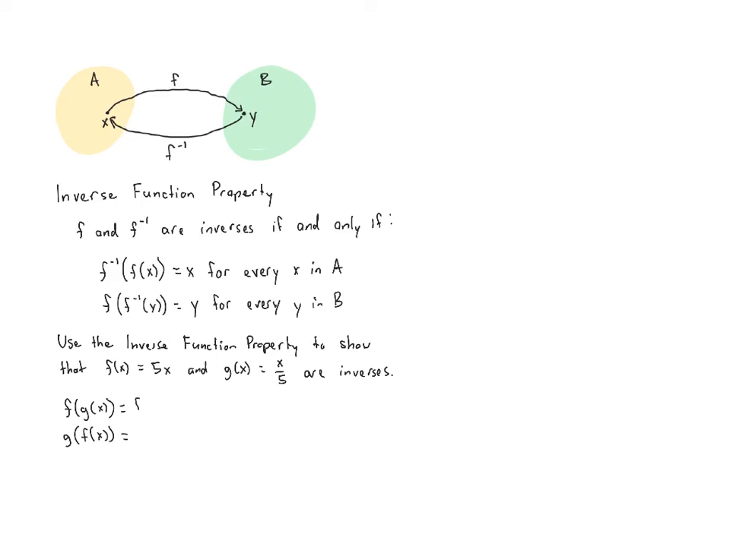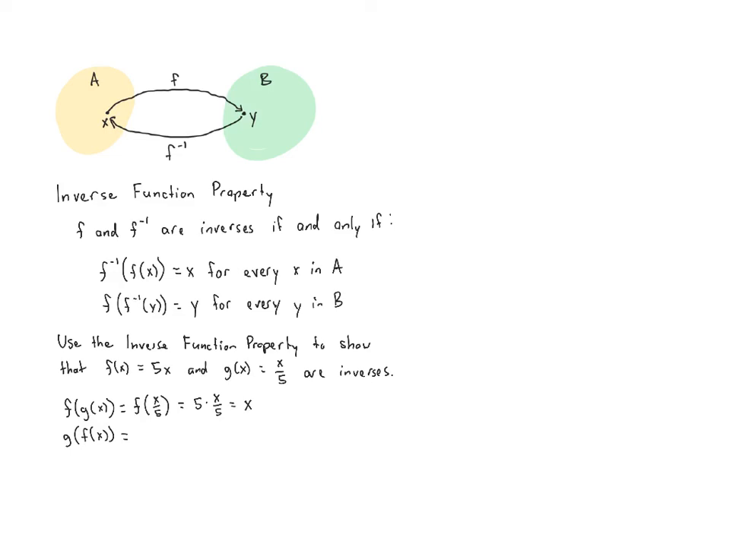So f of g of x is going to be f of x over 5. And when we apply f to x over 5, we know that f of something is 5 times that something. So this is going to be 5 times x over 5. And the 5's end up canceling, and that leaves us with x.